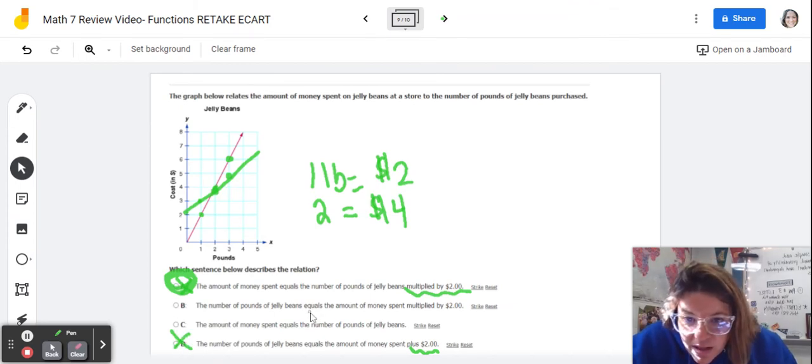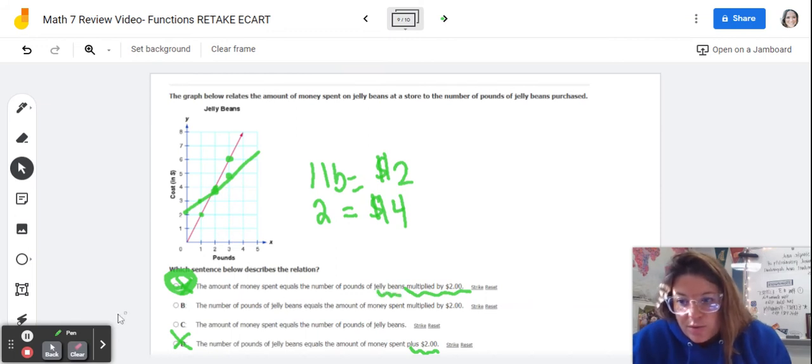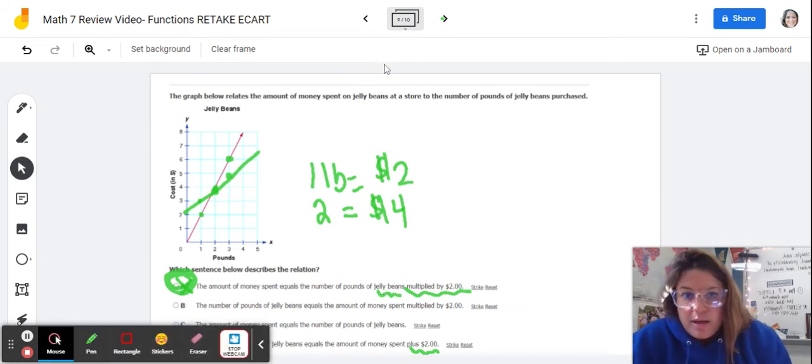The number of pounds of jelly beans equals the amount of money spent. So we're not multiplying the amount of money spent by 2. We're multiplying the jelly beans by 2. All right.